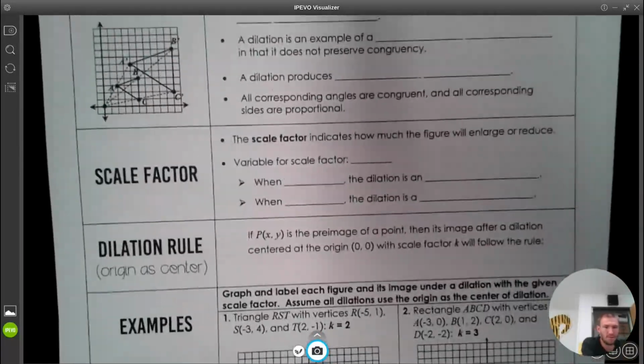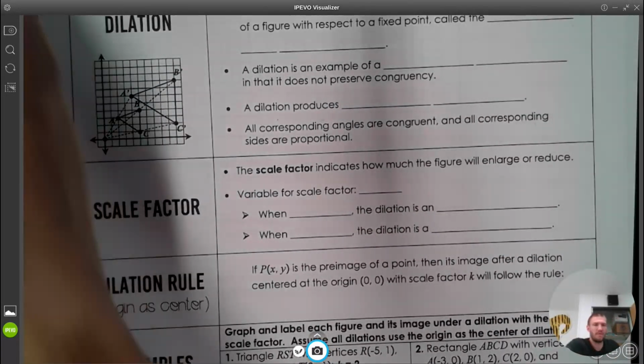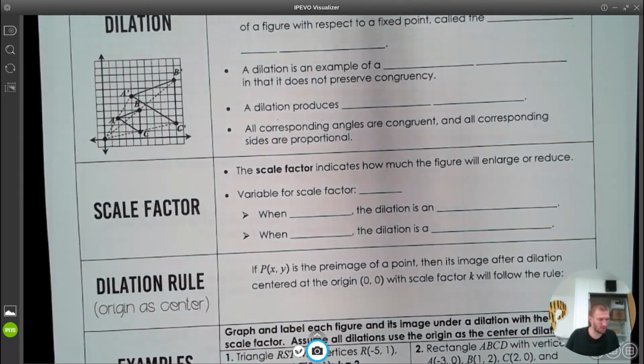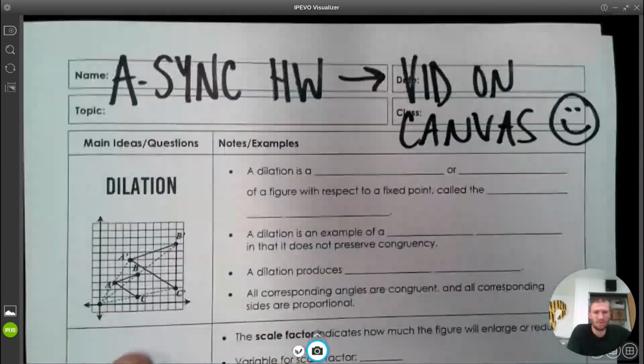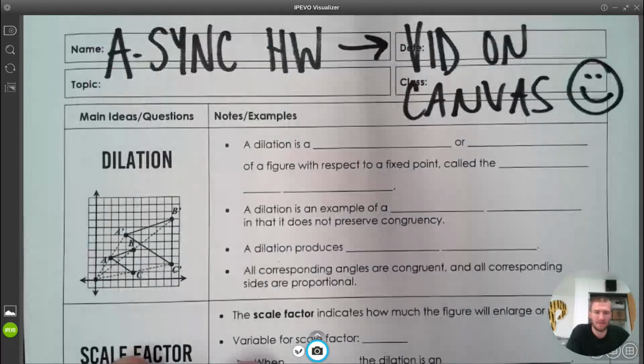We're going to talk about another one of our transformations here. We're going to go through dilations. And again, as with all of this stuff, the mathematics is pretty easy. 90% of the issue is just plotting points. This is an asynchronous homework, so hopefully you're going to follow along if you're doing it in 2026.